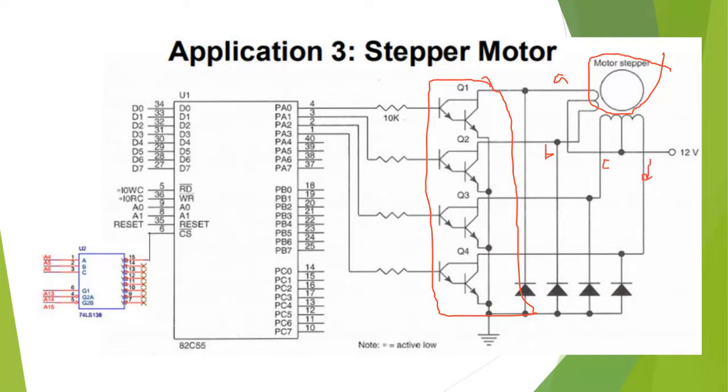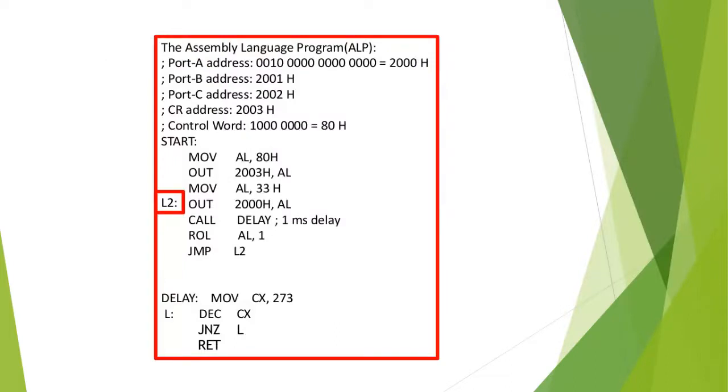We only know that A, B, C, D are connected to port A, pins 0 to 3. So this is A phase, B phase, C phase, and D phase, a 4-phase system. And what about port B and port C? They are unused here because the stepper motor doesn't use them. Now let's see what kind of exercise we have here.